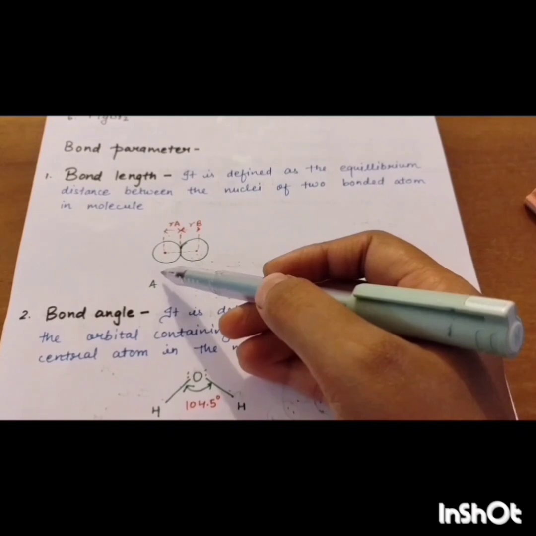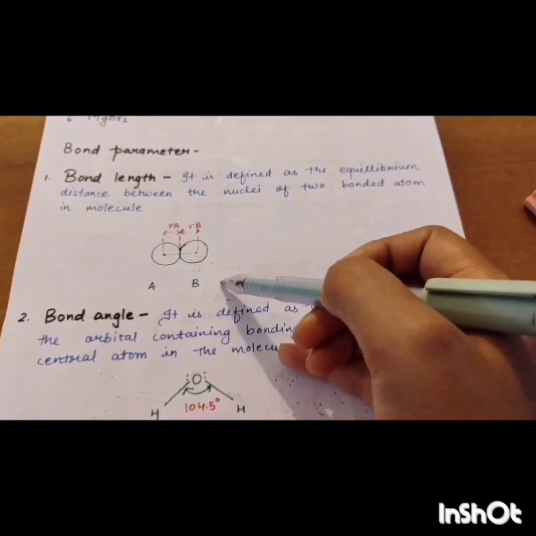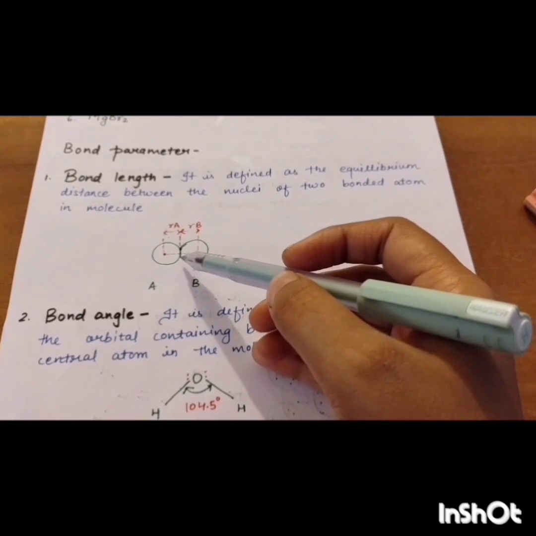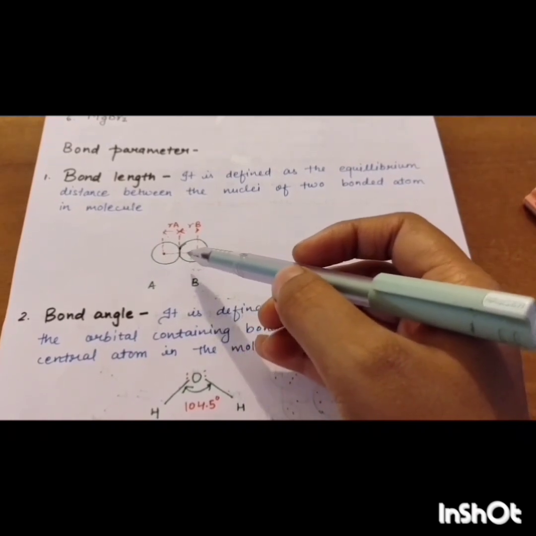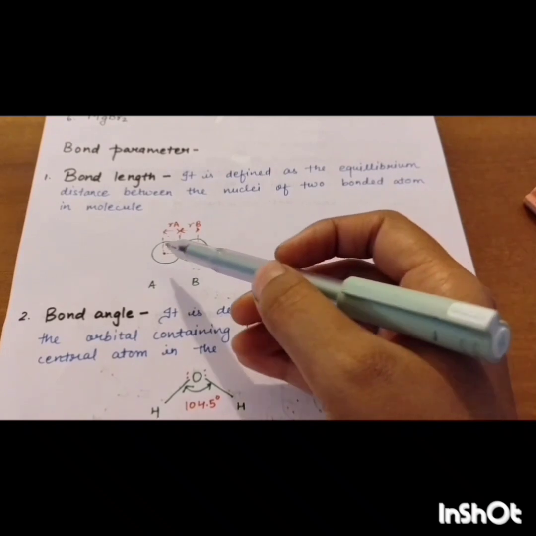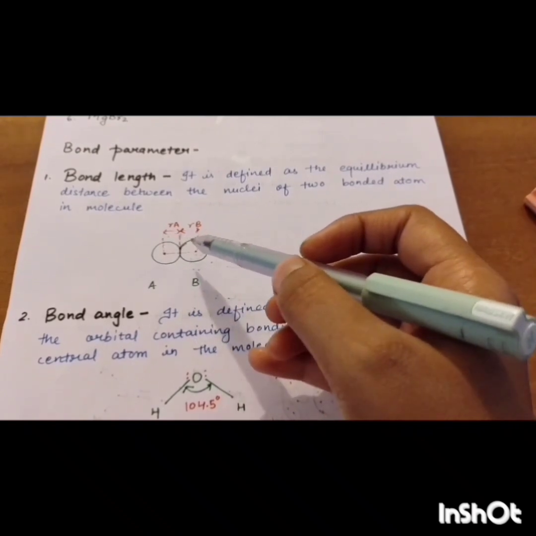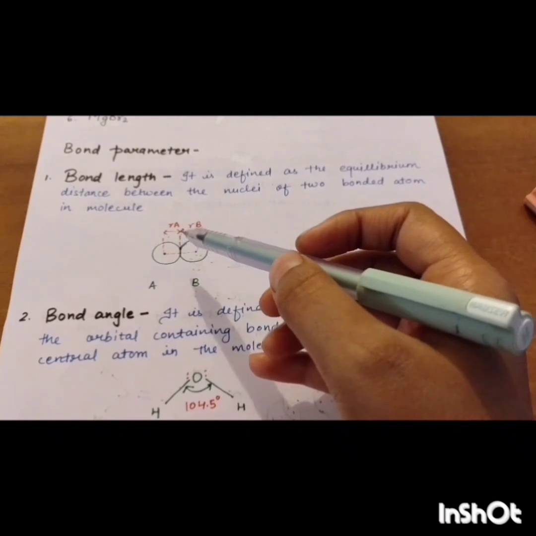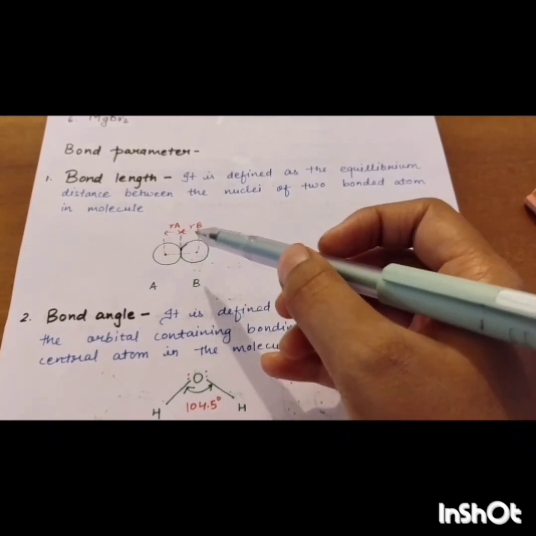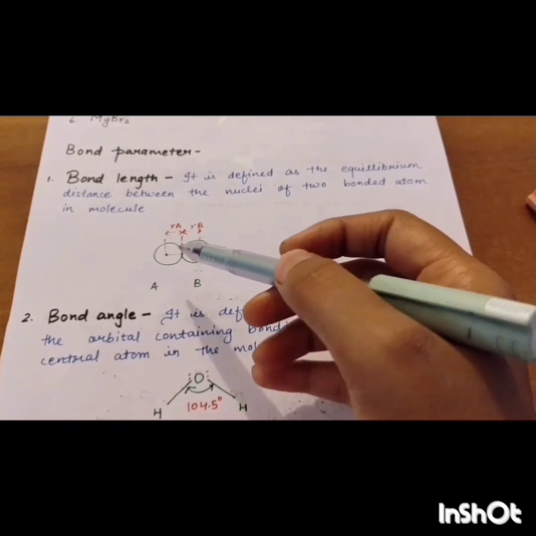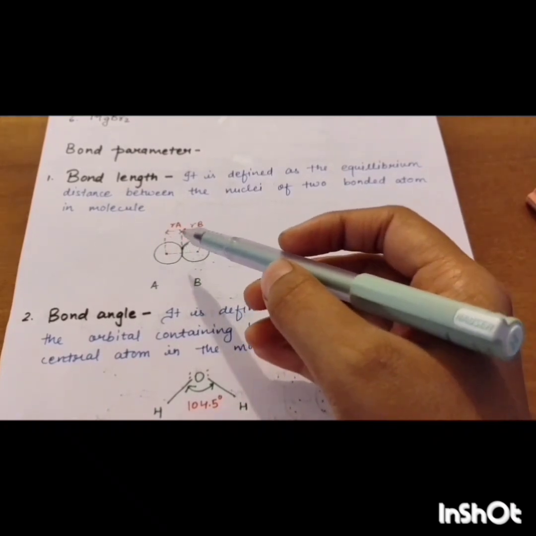First is atom A and second is atom B. Here you have to measure from the center of A to the center of B, which forms what? Bond length. So it is the equilibrium distance between the nuclei of two bonded atoms. It is represented by this.